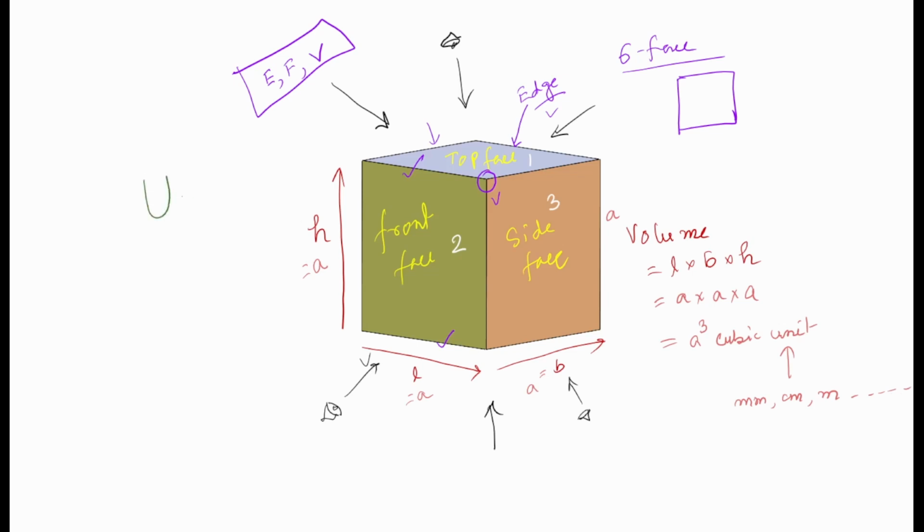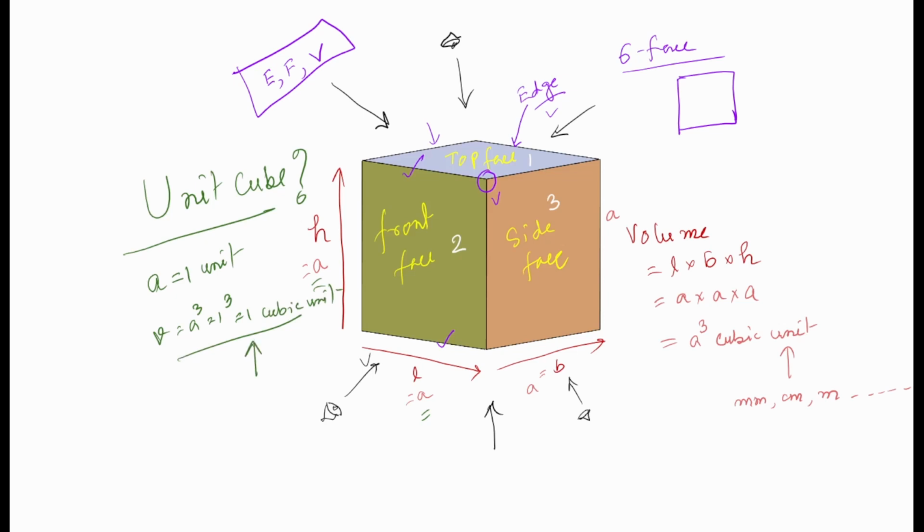There is another concept of unit cube. So what is a unit cube? In this cube, each edge of the cube is of equal length, and that we have assumed to be equal to A. Now, if A is equal to 1 unit of length, volume will be equal to A cube, equal to 1 cube, and that is equal to 1 cubic unit. And this type of cube is called the unit cube. Now let us understand more about unit cube.